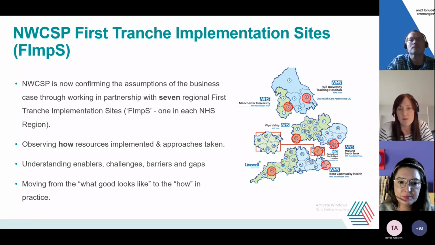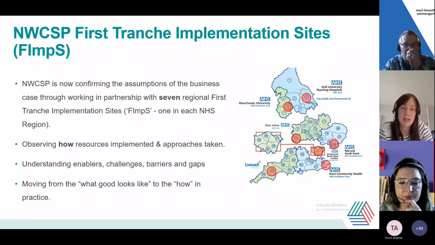Many of you will know that writing recommendations is the relatively easy part, but when it comes to putting them into practice, that's where the fun begins. It becomes a real challenge. But the mantra that we've always had as a team is that if it was easy, then it would have already been done. So therefore, what we did is we recruited 7 first tranche implementation sites across England, and we've recruited them to implement the lower limb recommendations.